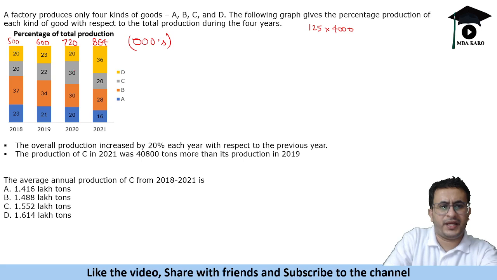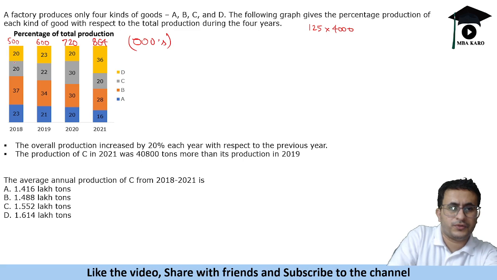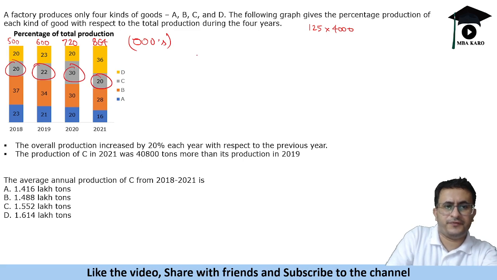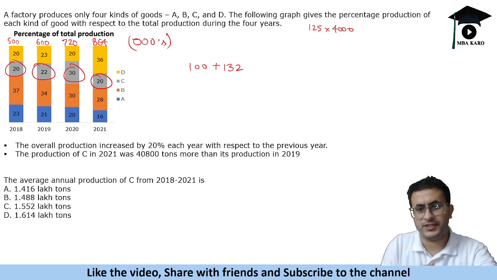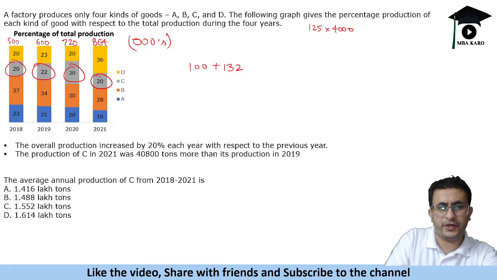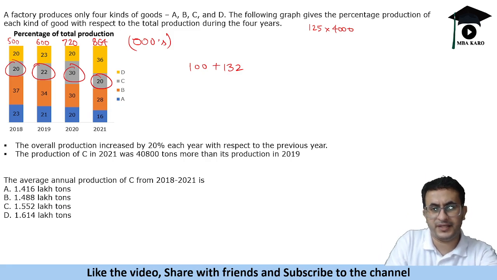Okay. And C, we have to find the average annual production of C. Okay, lakh tons में पूछा है. So C is 20, 22, 30 and 20. So 500 का 20 is 100. Okay, 600 का 22 is 132. So just focus on the digits, right? Do not worry about कि कितना डेसिमल में आएगा. Thousands में ये हो रहा है, 2 और 0 रिमूव हो जाएंगे, so it will become in lakhs.